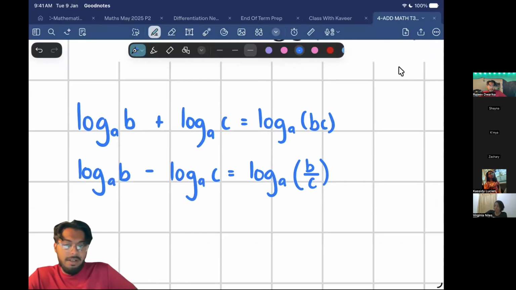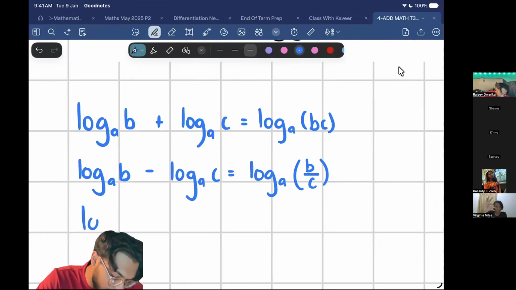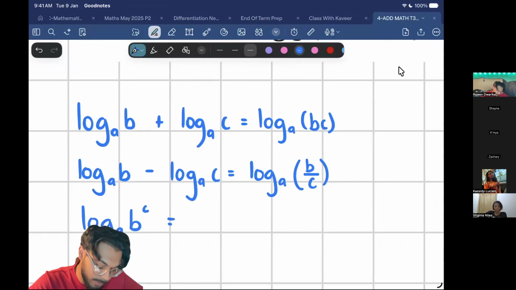Quotient. A lot of people don't know this. If you ask them what's the opposite of a product, they will tell you divide, which is not wrong, but the proper name for it is quotient. And then we have log base a of b to the power c, which will be equal to c log base a of b.